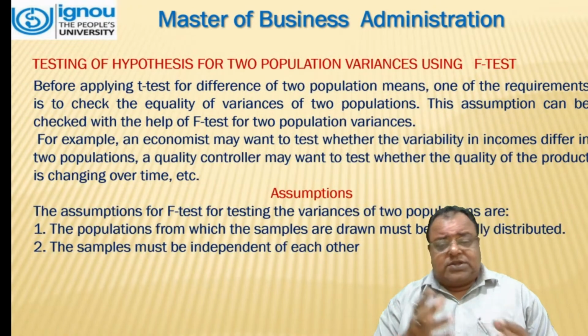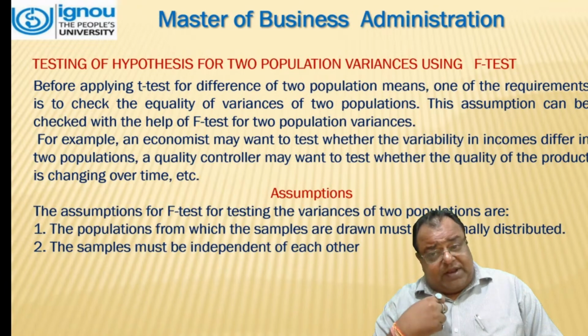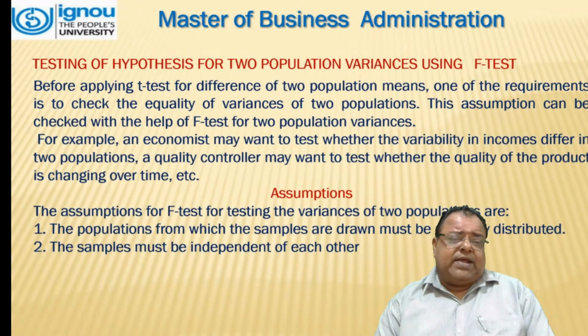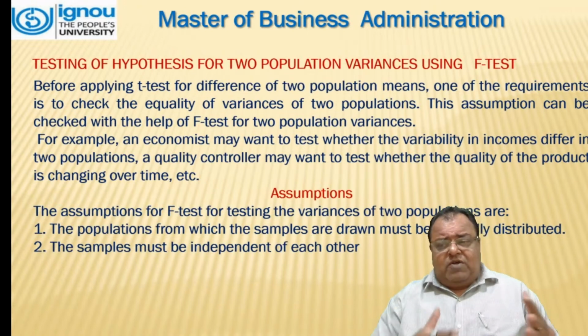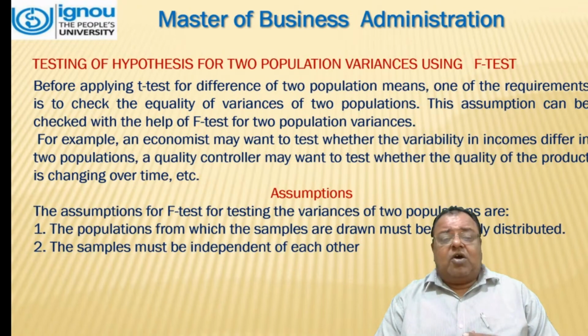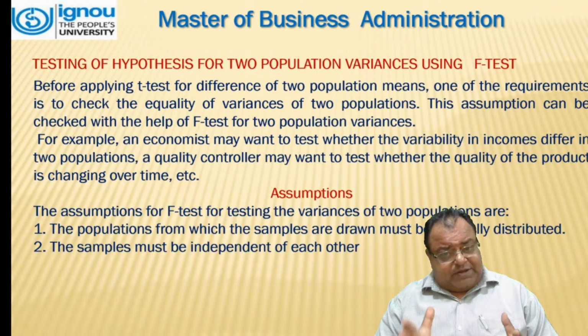Testing of hypothesis for two population variances using F-test. Before applying the test for difference of two population means, one of the requirements is to check the equality of variance of the two populations. This assumption can be checked with the help of F-test for two population variances.